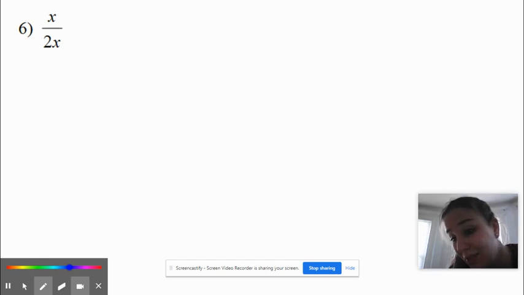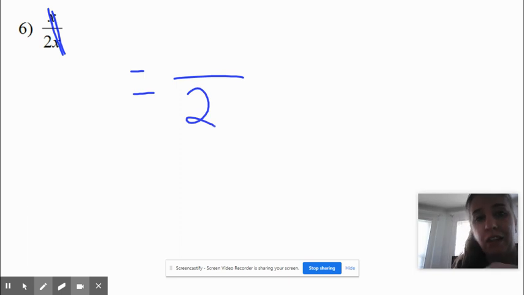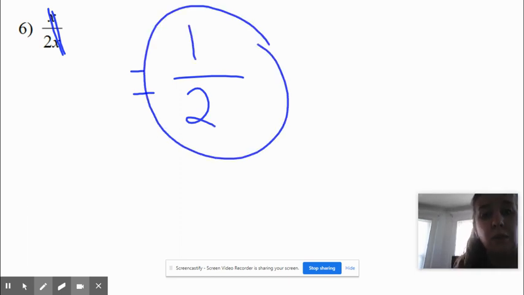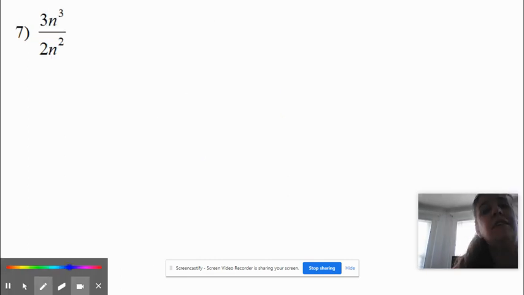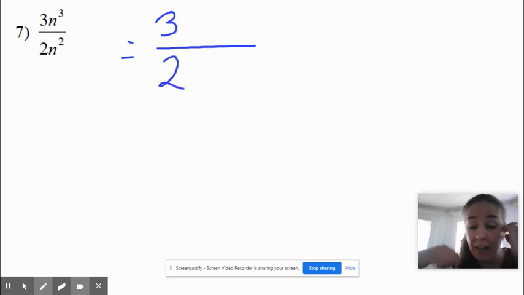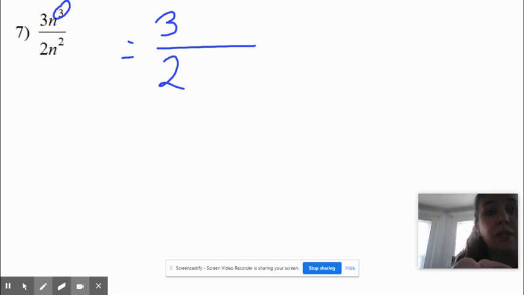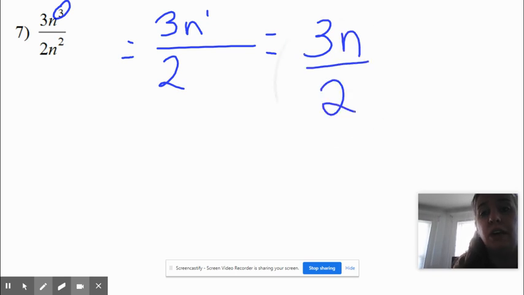Okay, those x's just cancel. There you go. We have a 2 in the denominator, but we can't have nothing in the numerator, so we hold its place with a 1. So that's it for question 6. 7. 3 over 2 does not simplify. Subtract your n's. 3 minus 2 is 1. And it's going to stay on the top because that's where the original bigger exponent was. So we're going to have n to the 1, but we don't really write 1s. So to be a little more proper, that's what your final answer looks like.